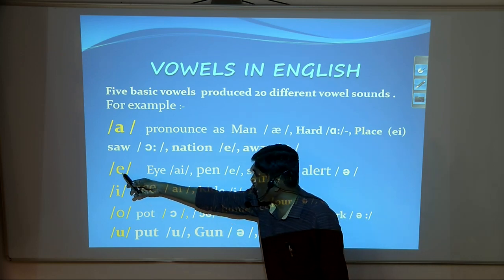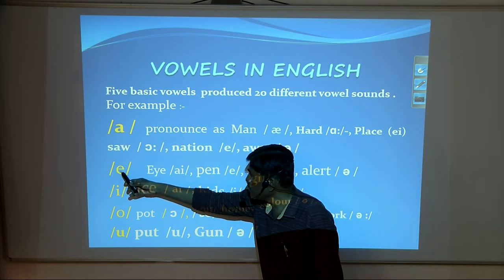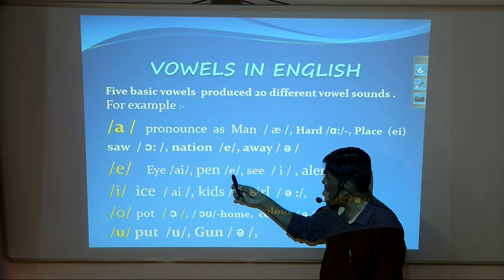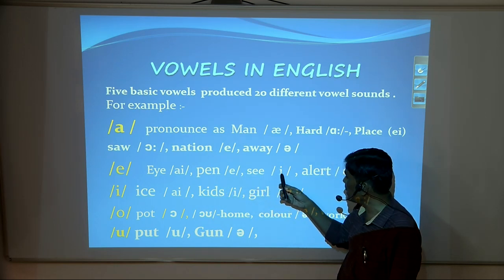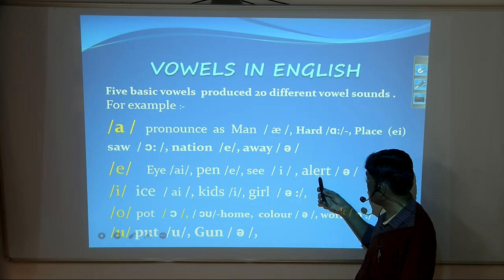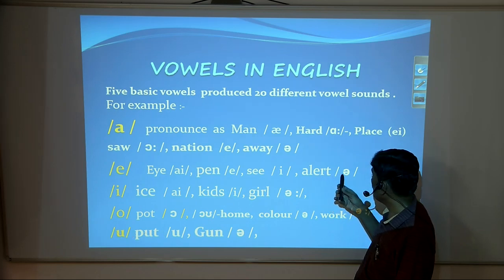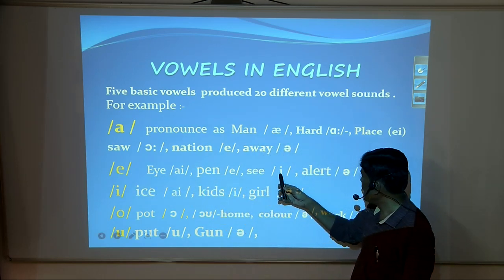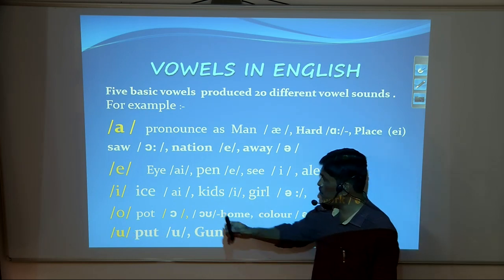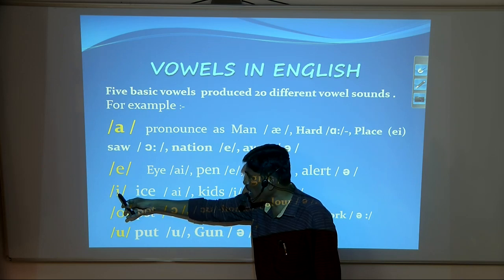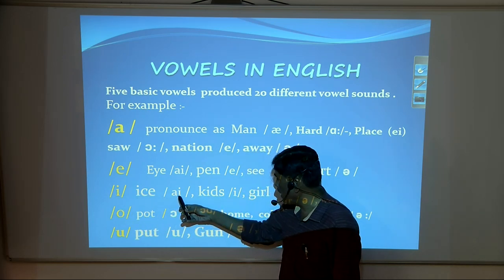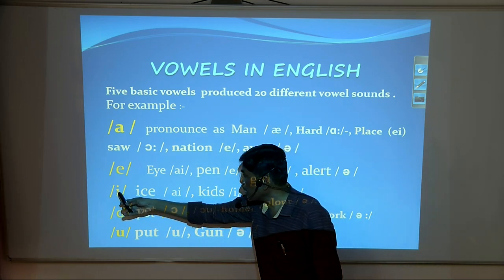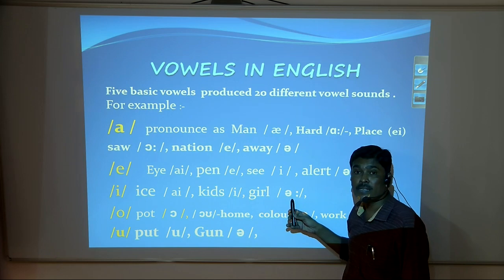Another basic vowel is E. E is pronounced in different ways: eye, E-Y-E; pen, P-E-N; see, S-E-E; and alert, A-L-E-R-T, where E is produced differently again. Now, the next basic vowel is I. I is pronounced as in ice, I-C-E; kids, where it sounds like E; and girl, where it sounds like A. It means this I is pronounced in different ways.